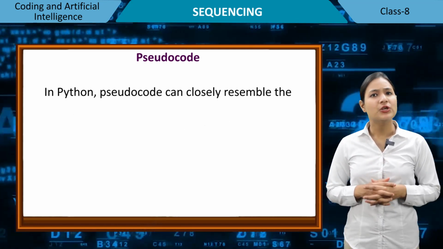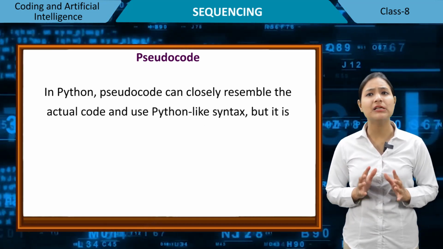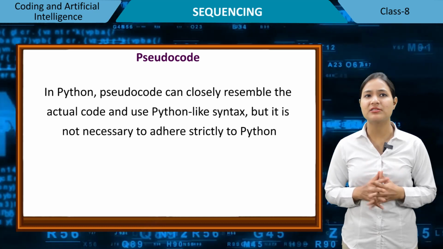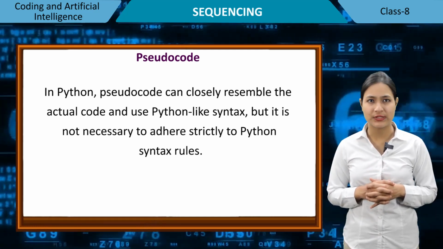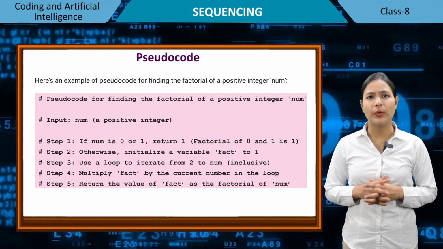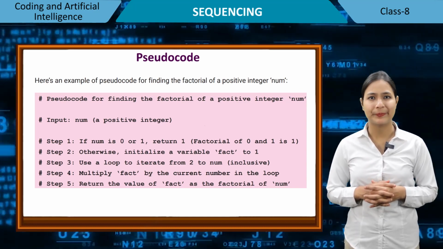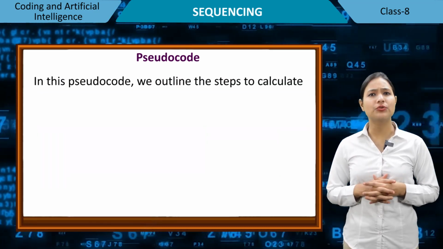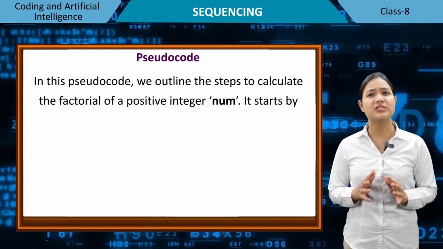In Python, pseudocode can closely resemble the actual code and use Python-like syntax, but it is not necessary to adhere strictly to Python syntax rules. Here's an example of pseudocode for finding the factorial of a positive integer num. In this pseudocode, we outline the steps to calculate the factorial of a positive integer num.